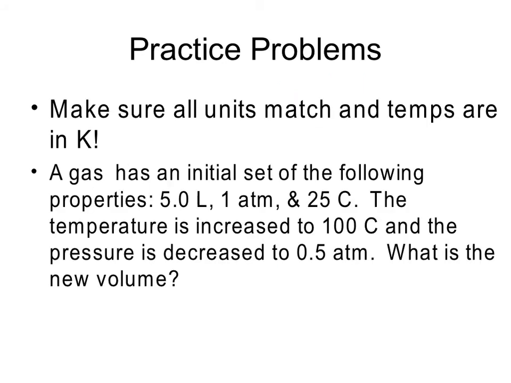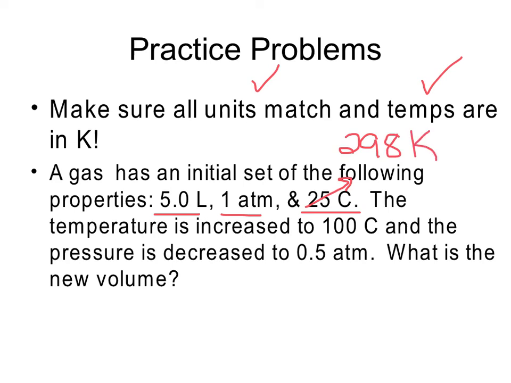When you're solving gas law problems, what you want to make sure is that all of your units match: your pressure units, your volume units, and your temperature units are all in Kelvin. Here's an example. A gas has an initial set of the following properties. V1 is 5 liters, P1 is 1 atmosphere, T1 is 25 degrees Celsius. Celsius isn't good, we want to change it to Kelvin. 25 plus 273 is 298 Kelvin.